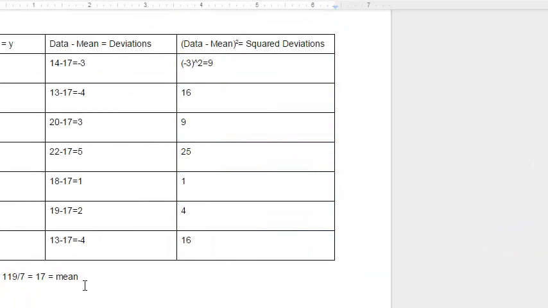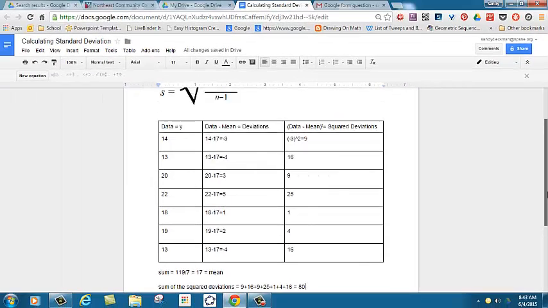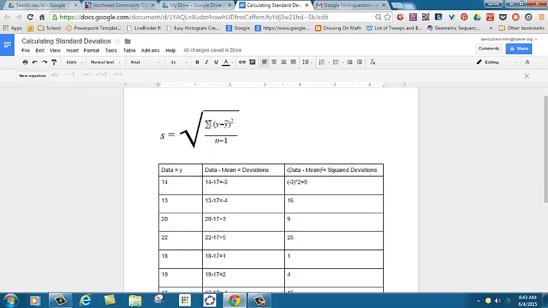So the sum of the squared deviations, I'm basically going to take 9 plus 16 plus 9 plus 25 plus 1 plus 4 plus 16, and that is equal to 80. Okay, and so that here is the top part of this fraction in the formula. So this part right here is the 80.